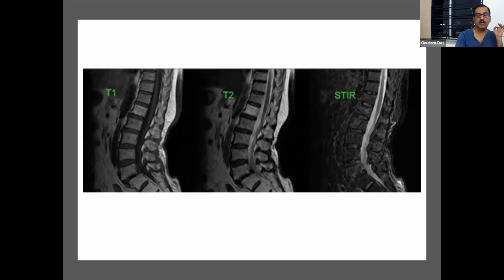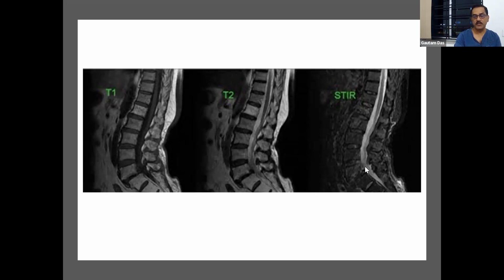It is only water that looks white. It is also called the fat suppressed image. So fatty things will no longer be looking white like T2. In T2, both fat as well as water will look white. So here you see subcutaneous fat is no longer looking white. You see epidural fat is no longer looking white.